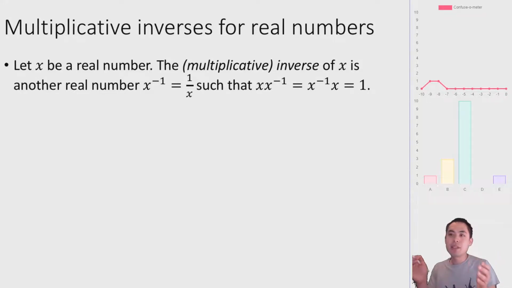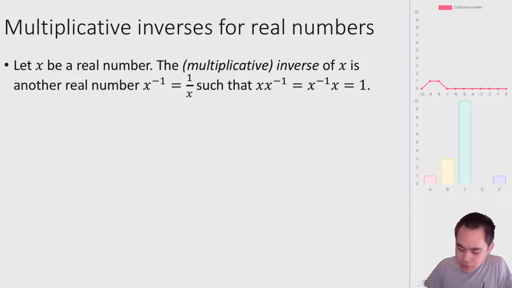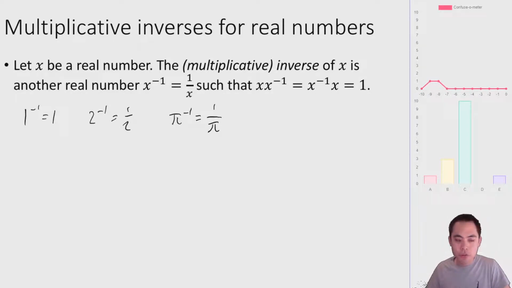And it doesn't matter which way you multiply because, well, multiplication in the real numbers, it doesn't matter which order you do them in. So let's give a couple examples. 1 inverse is just equal to 1. 2 inverse is equal to 1/2. Pi inverse is equal to 1 over pi. So this is all fairly straightforward.